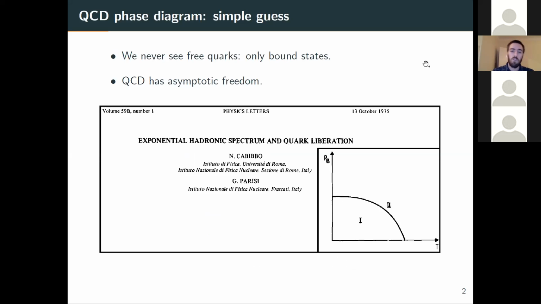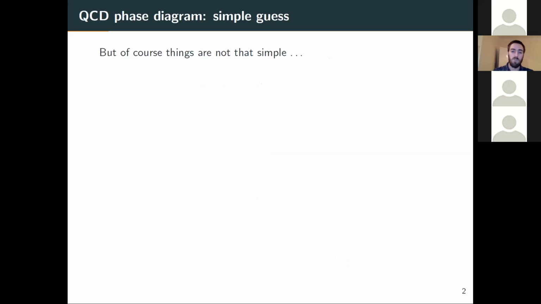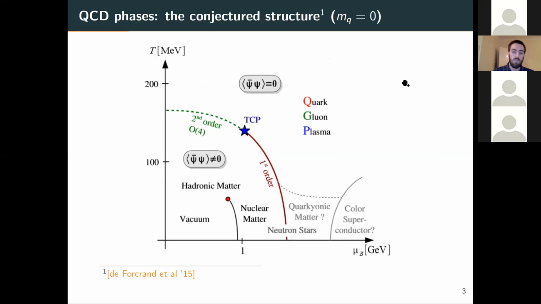But of course, we know that things are much more complicated than that. This is from 5 years ago now, but this is a rough idea of the phase diagram we think that QCD has, at least in the chiral limit, and we see that it's much more complicated. I don't know, can you see my mouse if I move it? Yes. Okay, great. That's good.